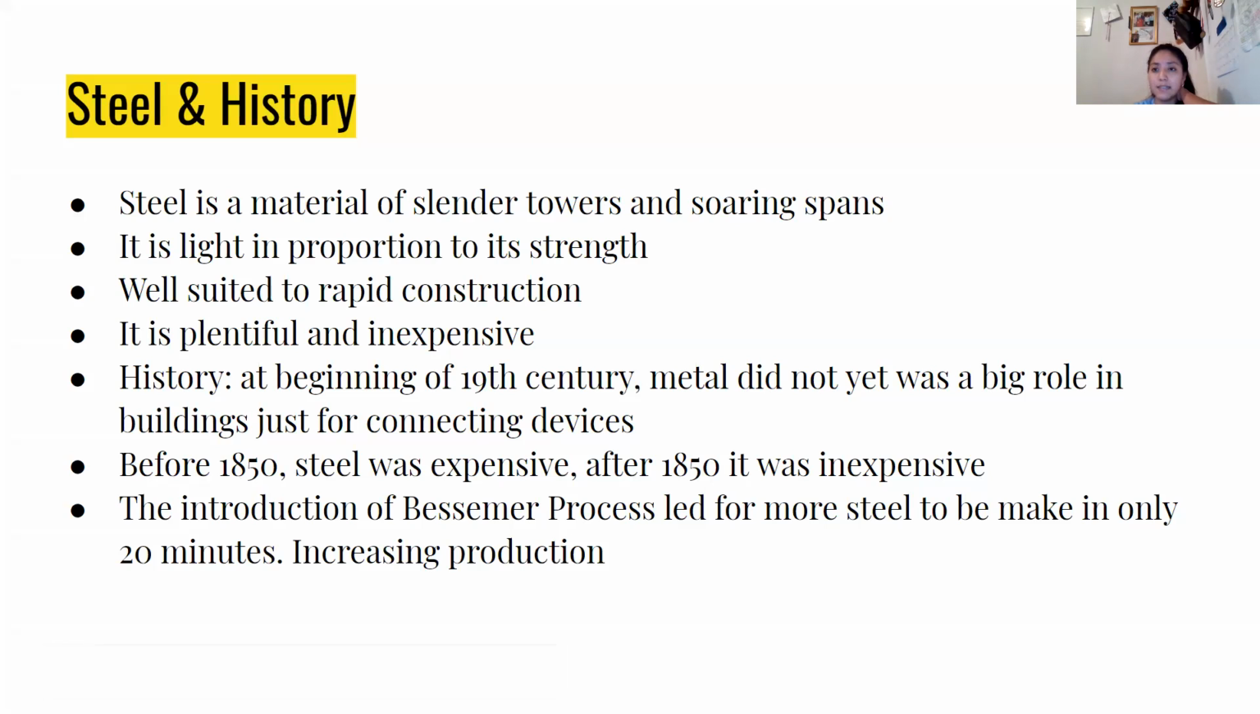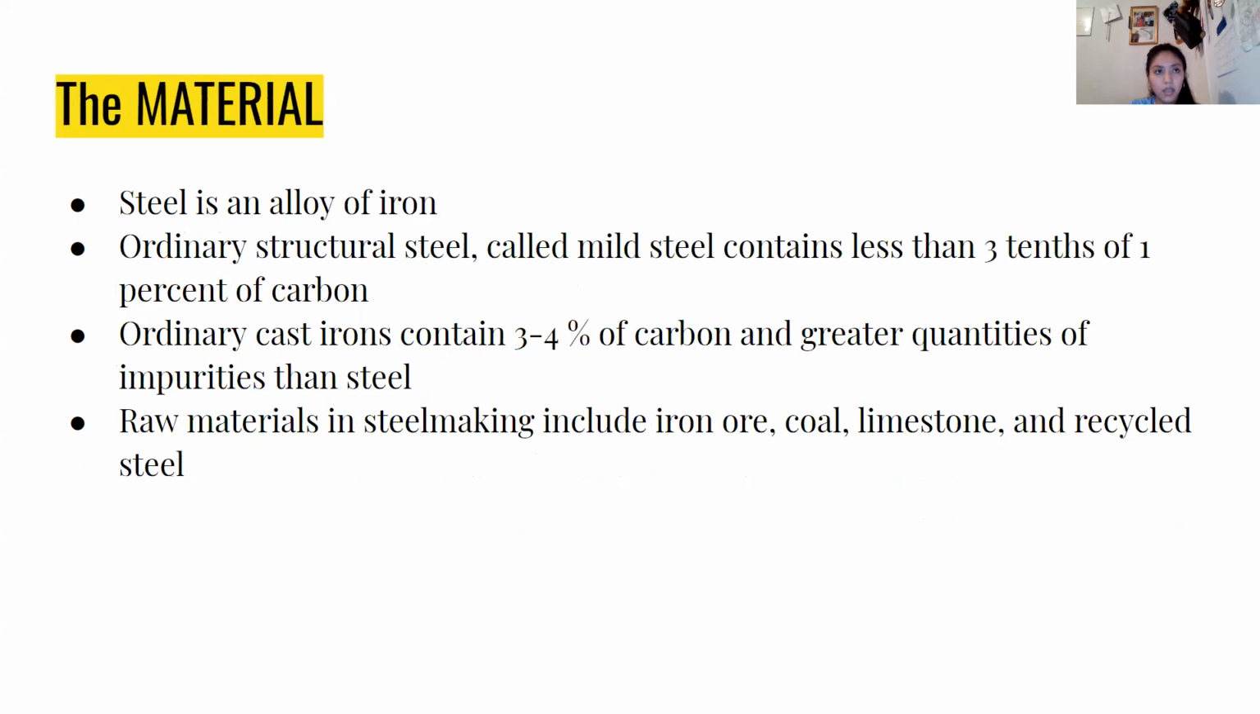However, after 1850, it became inexpensive due to the introduction of the Bessemer process, which led to more steel being produced in only 20 minutes. This increased steel production, decreasing the costs. Moving on, let's talk about the material of steel. Steel is an alloy of iron.